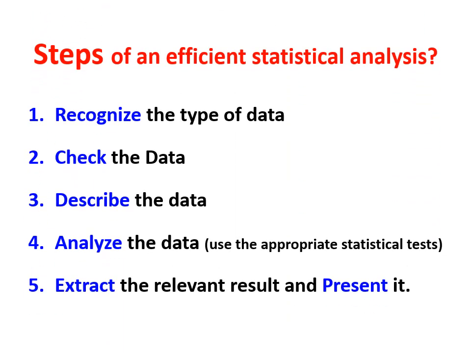What are the steps that we should follow to get an efficient statistical analysis? Number 1, to recognize the type of data. Then check the data for any error or outliers. The third step, to describe the data. Then analyze the data by using the appropriate statistical test. And lastly, extract the relevant result and present it. We will discuss all these steps one by one.